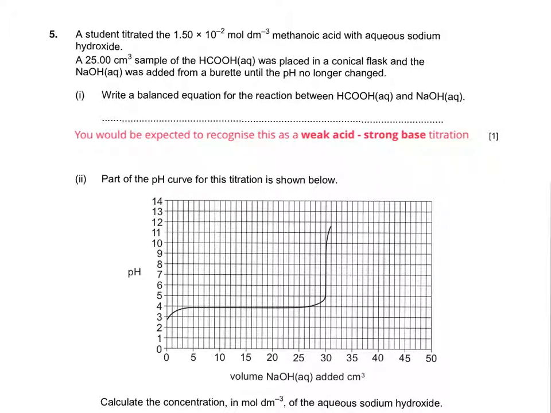So you'd be expected to recognize this as a weak acid strong base titration. The methanoic acid is obviously a weak acid because it's a carboxylic acid. And all carboxylic acids partially dissociate to a greater or lesser degree, so we call them weak acids. And you should know that sodium hydroxide is a strong base because it's got OH in it, therefore it behaves as an alkali. And all alkalis are strong bases.